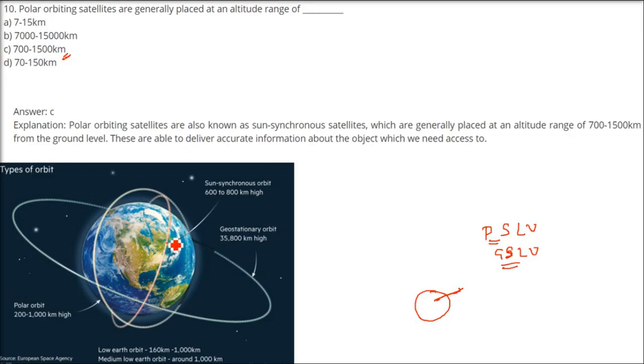Sun synchronous means you will see that satellite or object at the same place at the same time every time. The farthest is the geostationary satellite, around 36,000, as we generally say to remember it, but it is 35,800 kilometers. This is the geostationary orbit. It has the same orbit time as Earth. Then we have the polar orbit, that is 200 to 1000 kilometers. In C, there is a range which fits with polar orbit. That is why the answer is C.